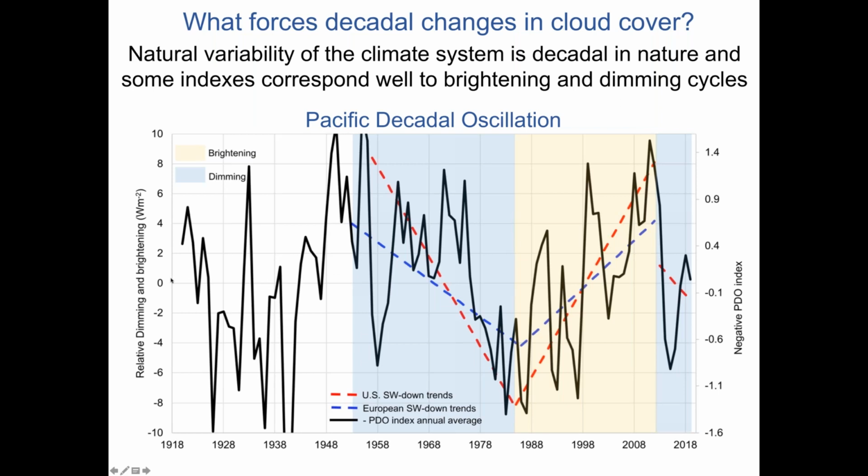The way I plotted it here, anything above 0 is warmer than average sea surface temperatures in the Pacific, and anything below 0 is colder than average sea surface temperatures. And what I overplotted, this is the dimming period, this is the brightening period, and the new dimming period. I plotted solar trends for the US and Europe, and they pretty much align with when the sea surface temperatures of the Pacific are in flux. When they're in flux downward, we get dimming over the continents. When they're in flux upward, we get brightening over the continents.